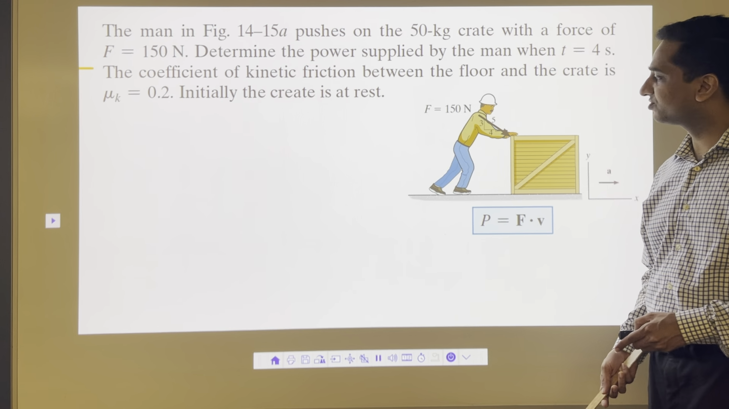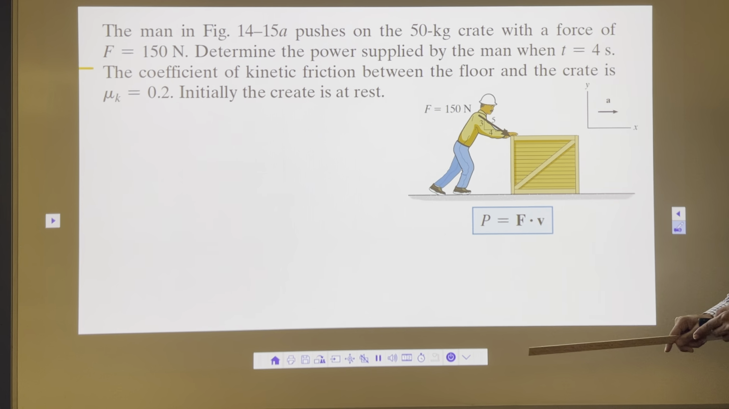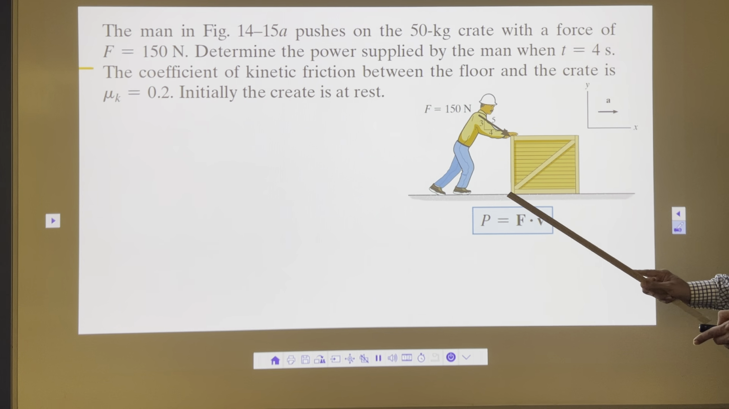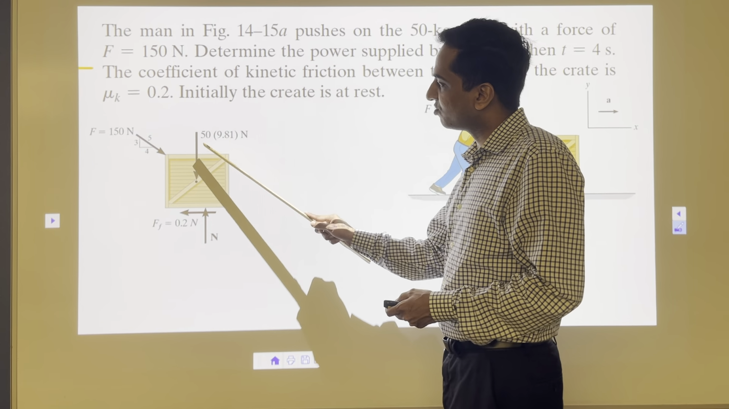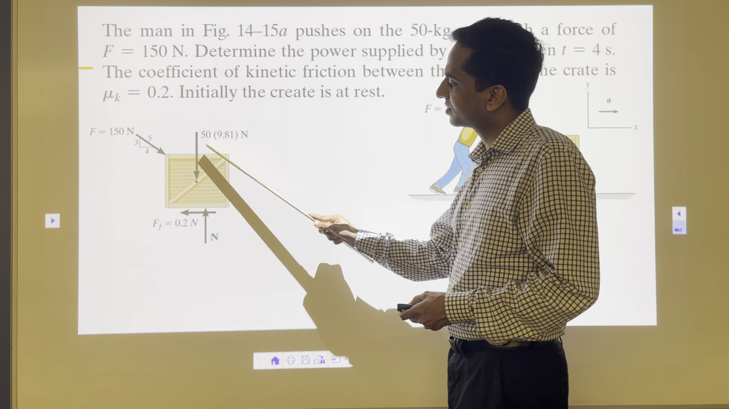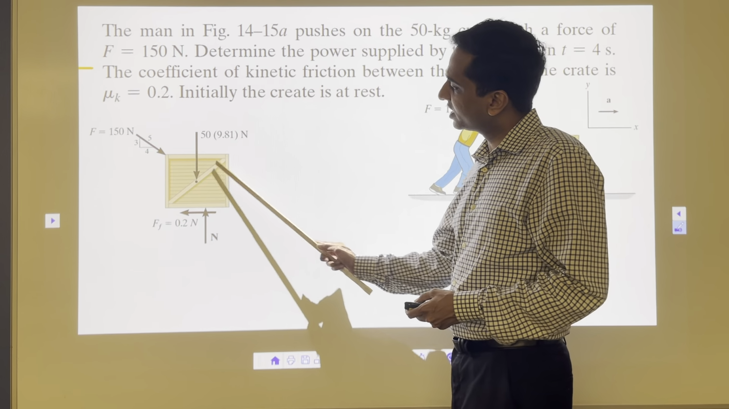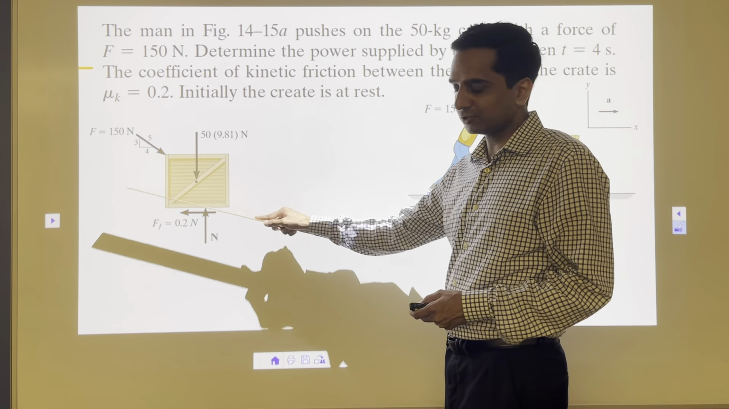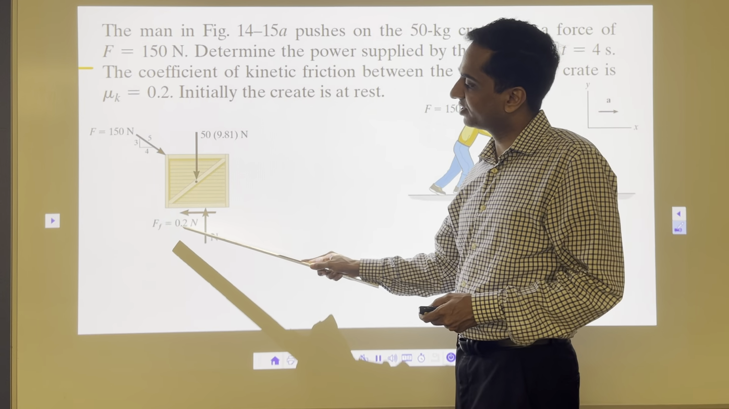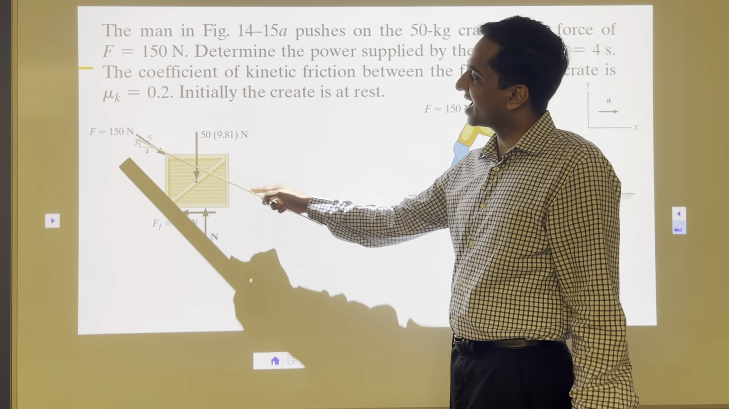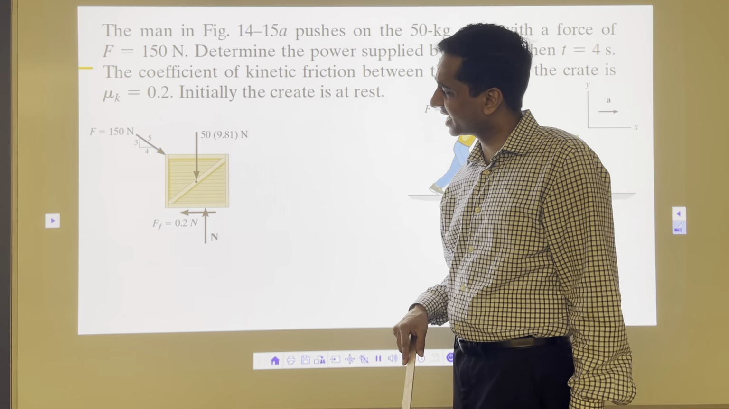For that, first we will set up our coordinate system, xy coordinate system, x rightward positive, y upward positive. Once I have that, I'm going to draw the free body diagram. Weight acting downwards, 50 into 9.81, normal reaction upward, and as the movement is on this side, the frictional force is on the opposite side, 0.2 of normal reaction. So 0.2 my coefficient into normal, that's my friction, and the force applied 150 Newton at an angle. That's my free body diagram.